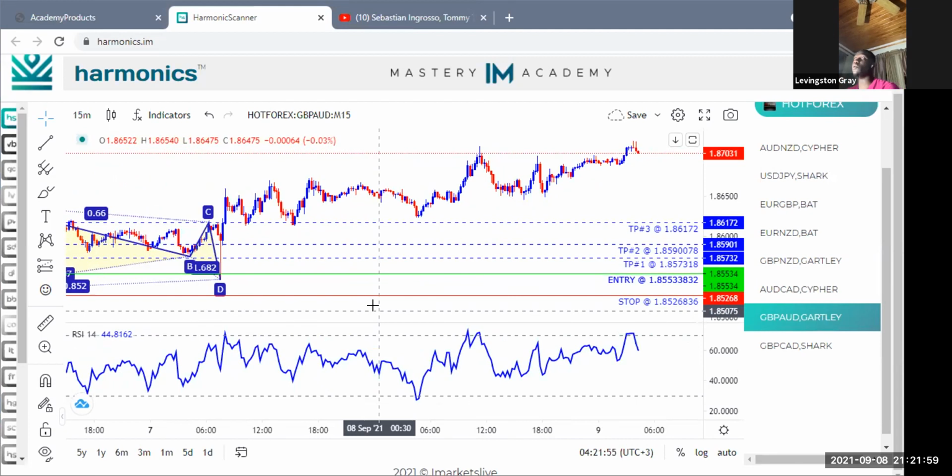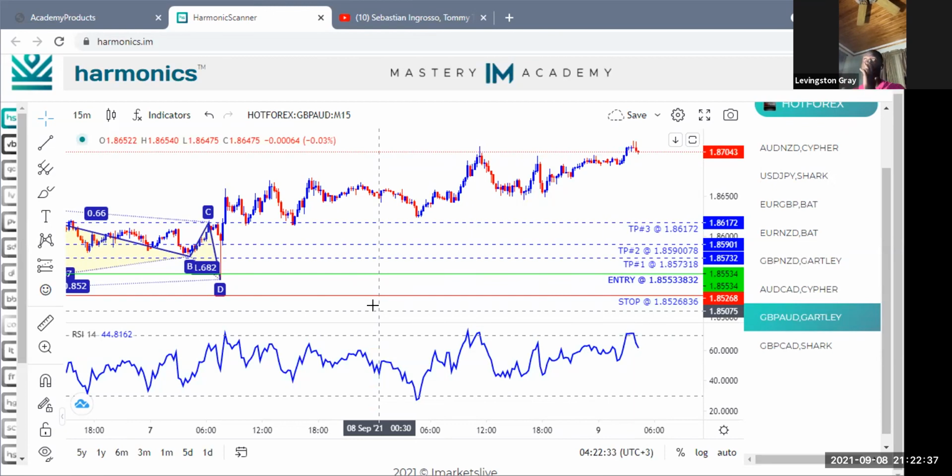I want everybody to write this down. I'm going to say it twice. How are you going to know when to take a buy or a sell using the harmonic scanner? If the take profit, where it says TP1, TP2, or TP3, if those levels or lines are above the green line that says entry, you're going to take a buy. I'll repeat that one more time. If the dotted blue lines, or anything that says TP number 1, TP number 2, or TP number 3, is above the green line that says entry, you are going to take a buy.